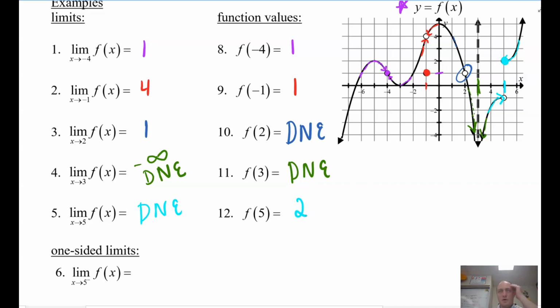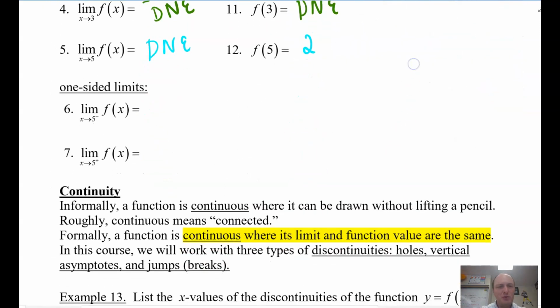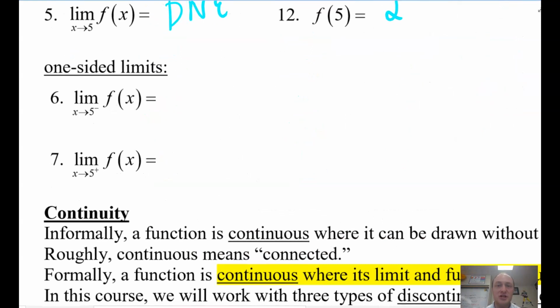Okay, so for a limit to exist, the left and the right side have to equal each other. These are called one-sided limits, right? From the left or from the right. So we get these types of questions, and there's notation for this, which you guys are familiar with. We talked about this in Accelerated 3 last year. What's the limit as x approaches 5 from the left?